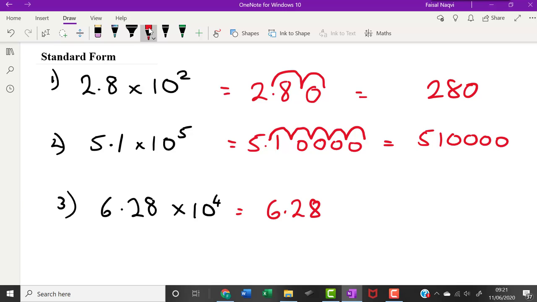In the last one, I've got 6.28, and I multiply that by 10 to the power 4. My number is going to get bigger by 10,000, so I move it 4 spaces. 1, 2, 3, 4. Underneath the arches, I put a 0, so my answer is 62,800. And those are the answers as ordinary numbers.